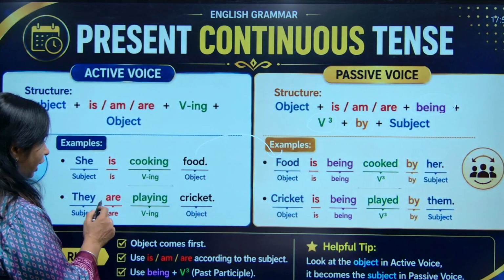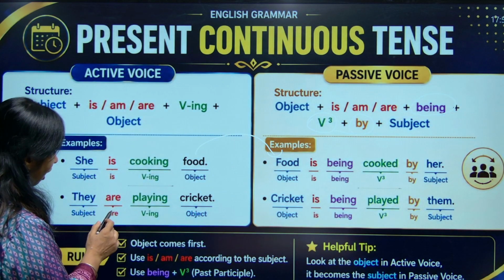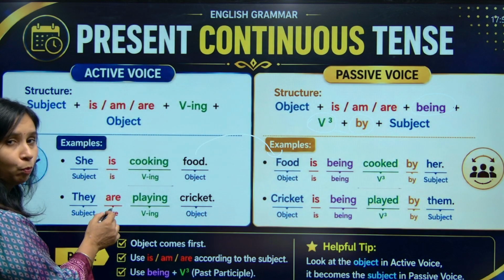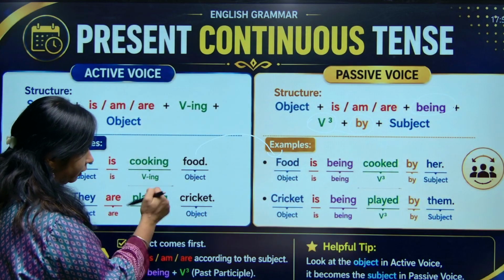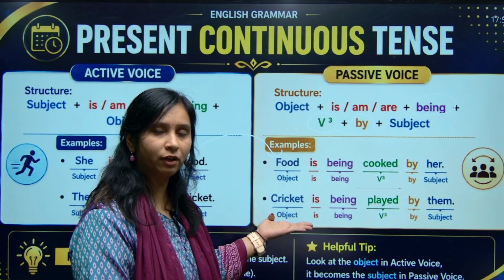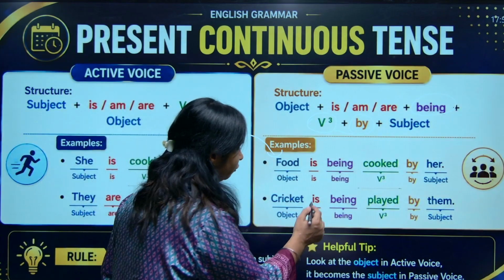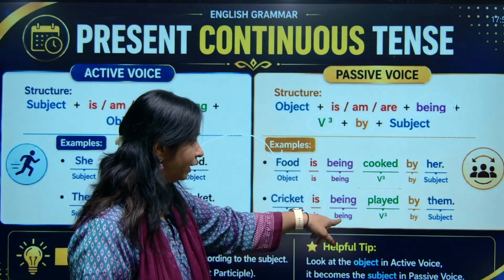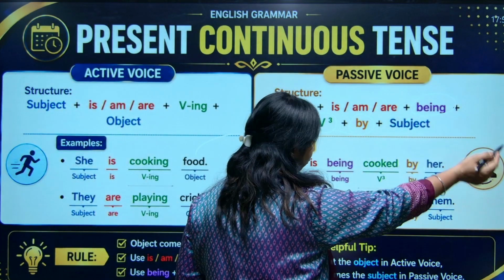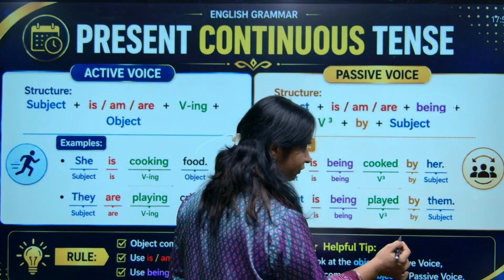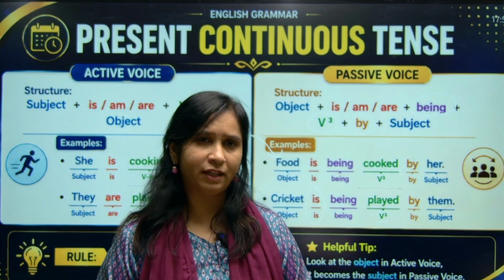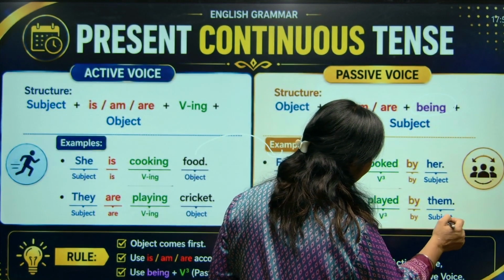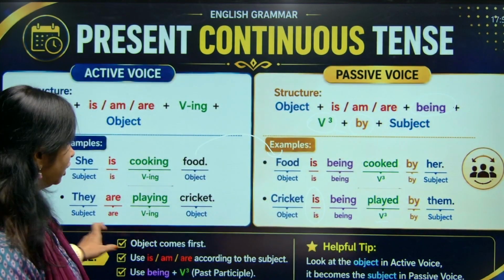Now we'll take a second example. They are playing cricket. They is the subject, and are according to the tense since they is plural. Now how will it be changed? Cricket. Here we'll take cricket as singular, so we use is, not are, because cricket is a single game. Cricket is being. As I said, being is compulsory in present continuous tense, and the verb's third form is compulsory in every tense, whether simple present or past continuous. Played by them. As I said, the pronoun also changes: they changes to them.